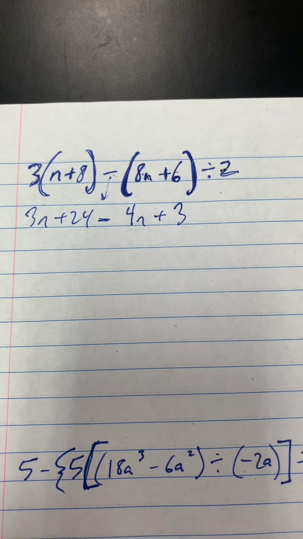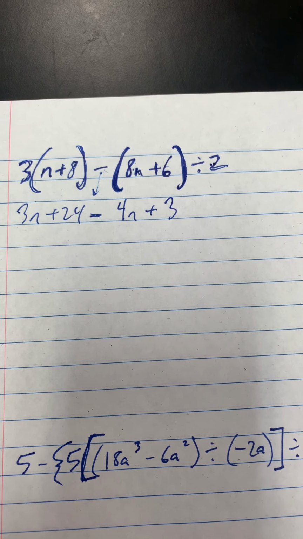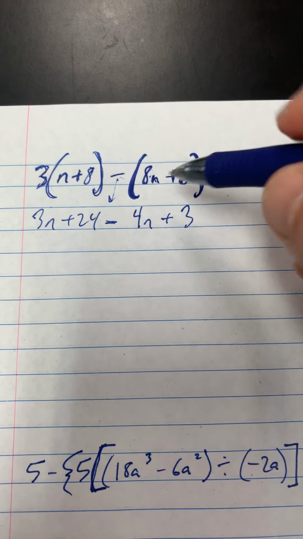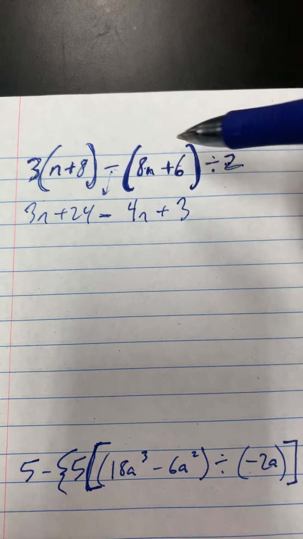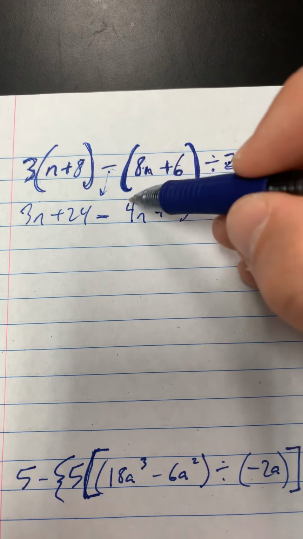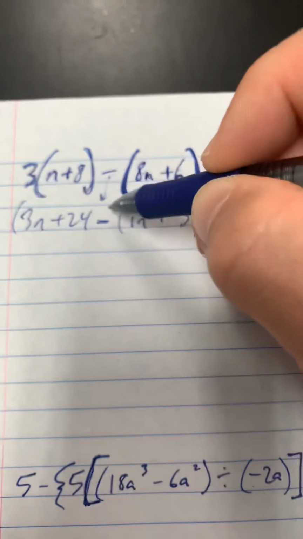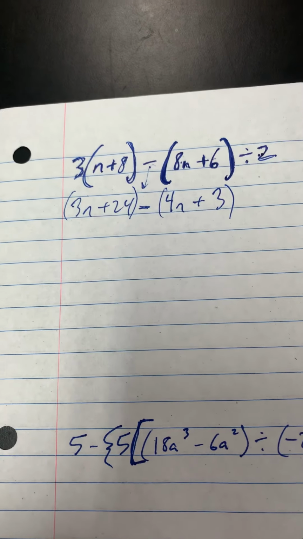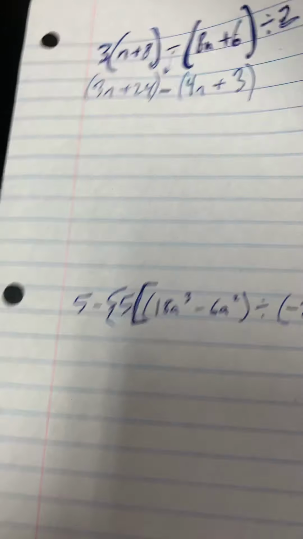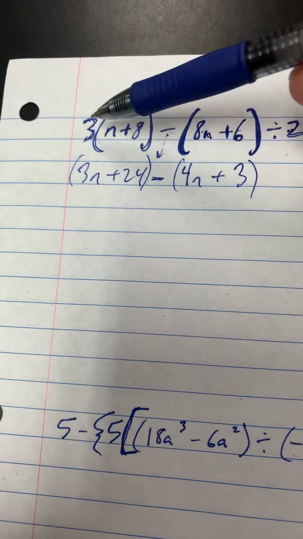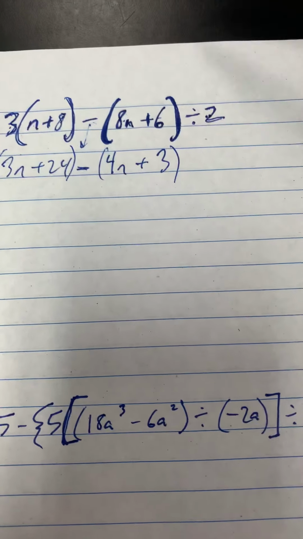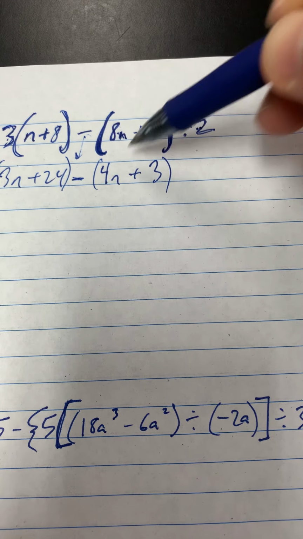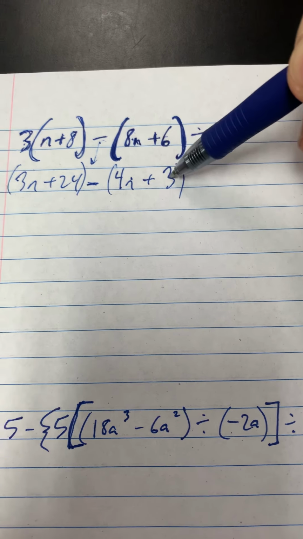Okay, hang on one second. I'm looking at this example real quick. Yeah, okay. And these stay grouped together, okay? Okay, so scoot that up just a little bit. So far we distributed here, and then we divided, we took 8n divided by 2 gave us 4n, and 6 divided by 2 gave us positive 3, okay?